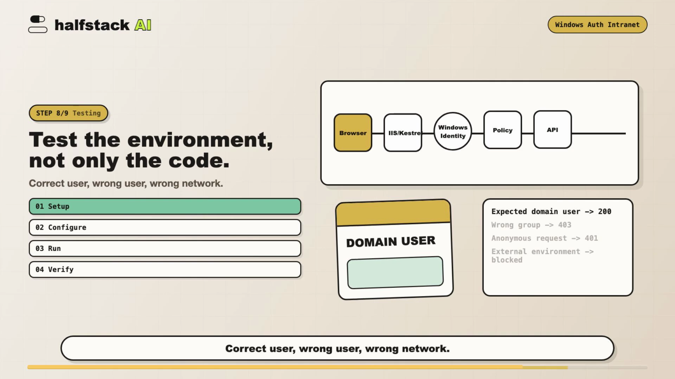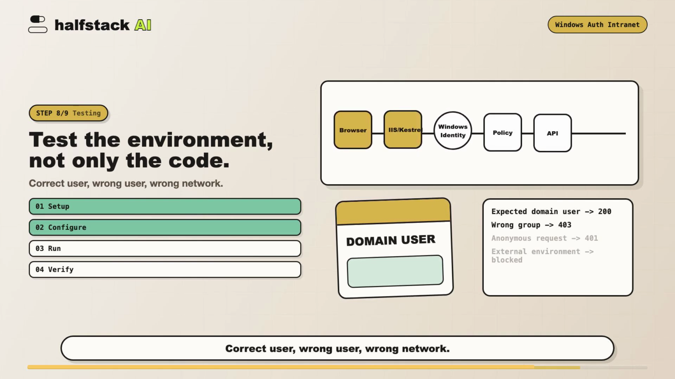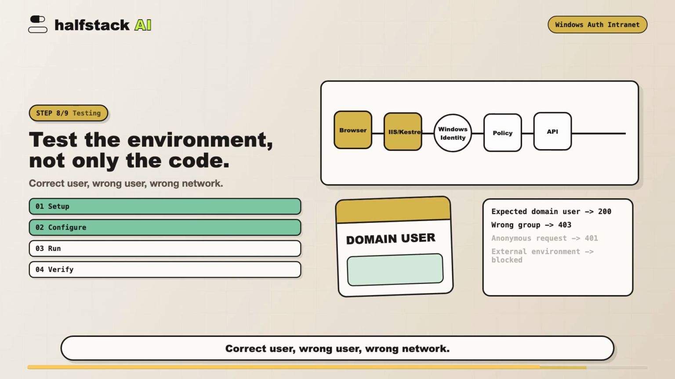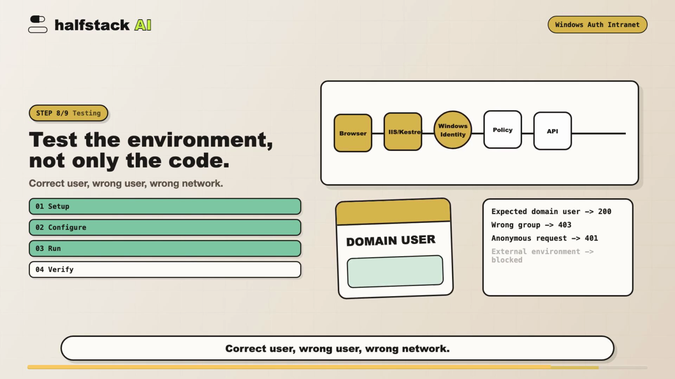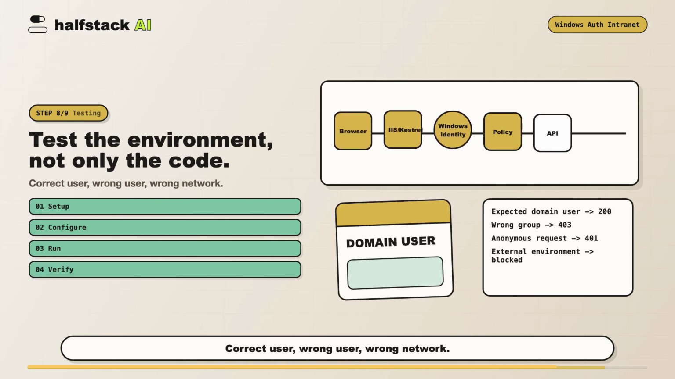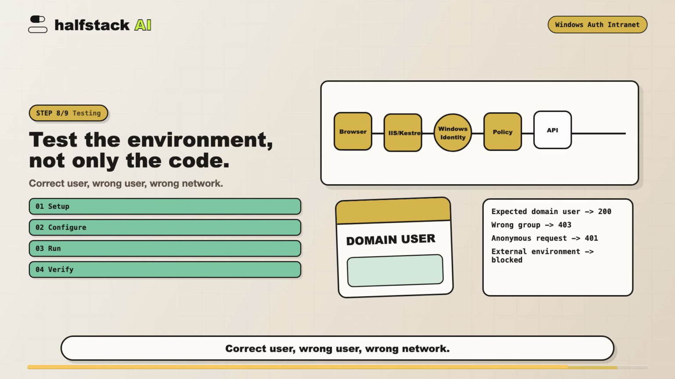Test with the right domain user, the wrong group, and an anonymous request. Also test where the app is hosted. A Windows Authentication bug is often an environment bug, not a C# bug. Your test plan should include the host and the network path.